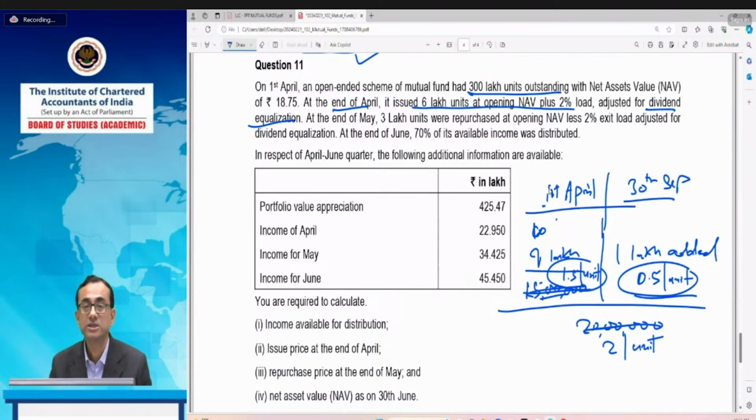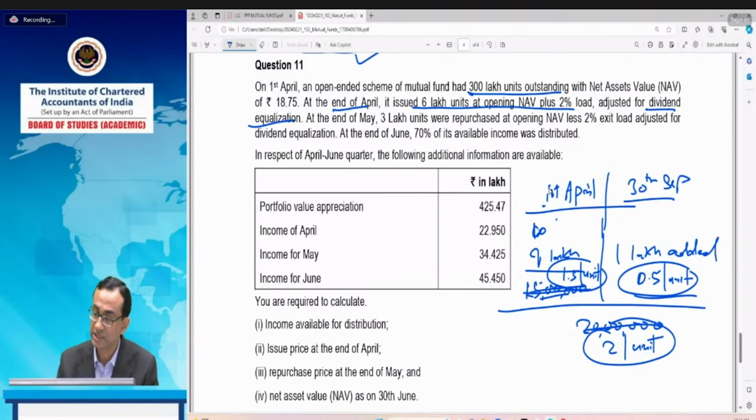Now, what happened is that the mutual fund companies will not declare the dividend for the part year. For example, it is not declaring dividend for 6 months to such and such holders and such dividend to such and such holders after 6 months. It will declare the entire dividend for the whole year. That is 2 per unit.